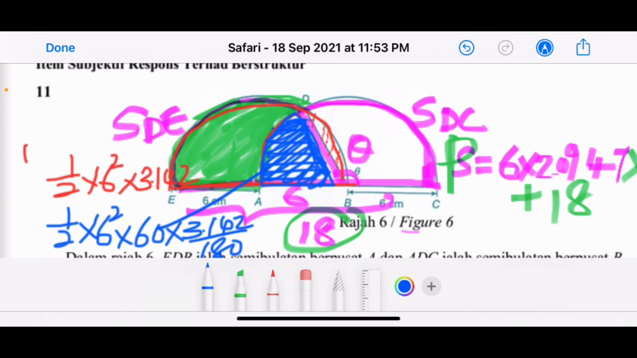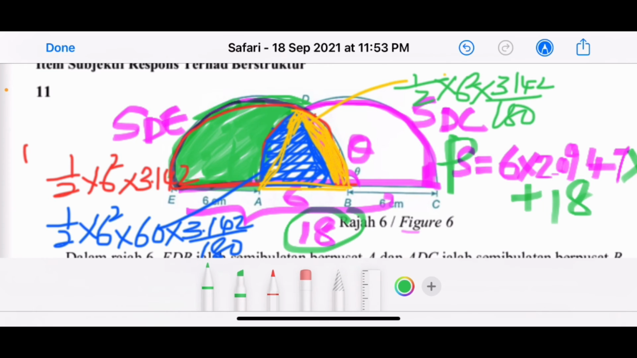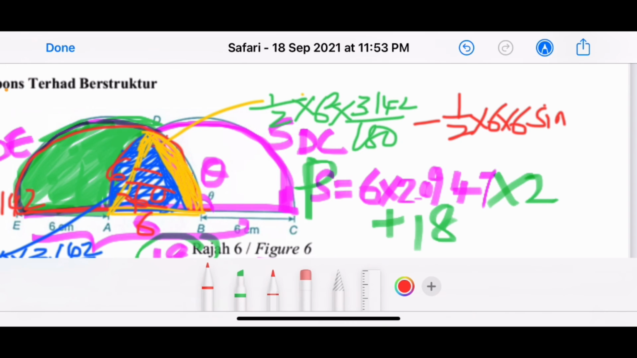And then for the segment, I'm going to show you how I find the segment. This segment, the yellow one, I will have to figure out this sector, the yellow one, and I will minus the triangle. So I'm using 1/2 times 6 squared times 3.142 over 180, but I minus the triangle here. So it's 6, 6 and then here 60. So the triangle is what? Half AB sine C. A is 6, B is 6, sine of the angle between them, 60 degrees.